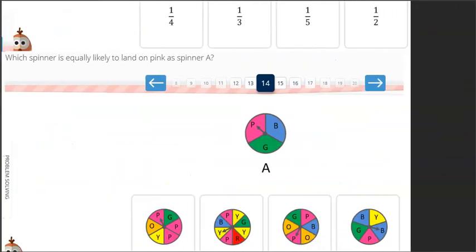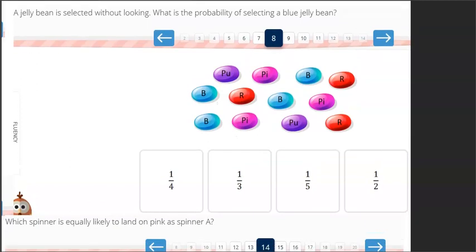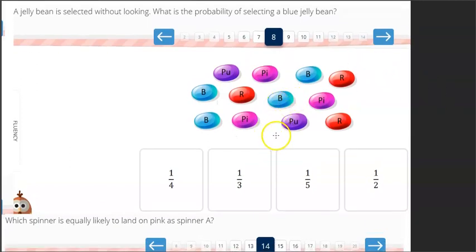The third example, question 8: a jelly bean is selected without looking. What is the probability of selecting a blue jelly bean? Well, again, we're going to write this in the form of a fraction. We count how many outcomes of interest, 1, 2, 3, 4. So there are 4 blue jelly beans, and we count how many jelly beans there are all up. 1, 2, 3, 4, 5, 6, 7, 8, 9, 10, 11, 12. So 4/12. But you'll notice that 4/12, this answer is not provided. This means this can be simplified.